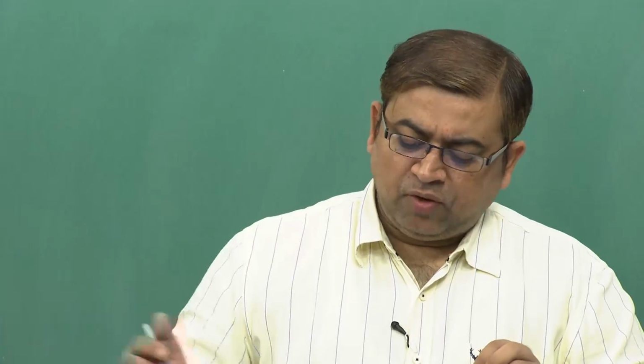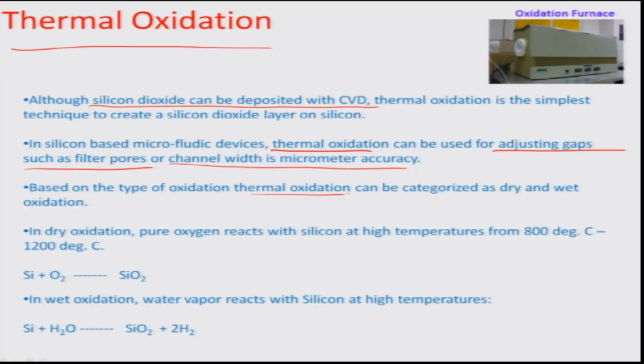So based on the type of oxidation, as I told you, it can be categorized as dry and wet oxidation. Now in a dry oxidation process, pure oxygen reacts with silicon at a high temperature. Temperatures are in the range of about 800 to 1200 degrees Celsius, and these are big furnaces with more than one zone of heating, and then overall either they are Peltier cooled or some other means of cooling is present, and then there are big glass tubes, typically quartz tubes, which can go up to a temperature of about 1300-1400 degrees Celsius.